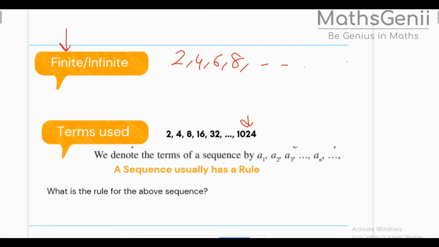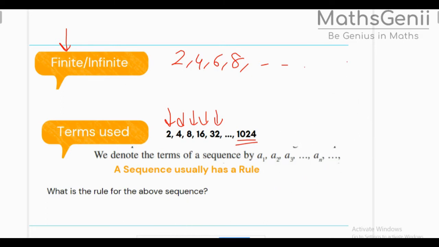Okay, pretty simple. Then, what are the terms used that you need to know? Individual elements are called terms. So in this case, A1 is the first term, so that is how you denote it. A2 is your second term, and this is your last term, which is going to be An. So this is how you describe the terms.